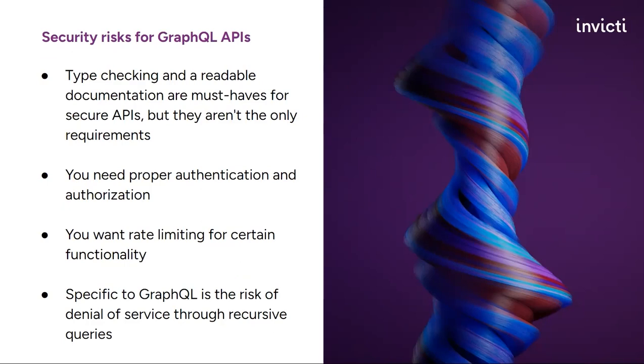Now, what would a secure GraphQL API look like? In fact, the type checking and readable documentation are already there by default, as I've already mentioned. They are kind of forced by the fact that you have to define a GraphQL schema. Another thing that you need to keep in mind, though, because those are not the only requirements for a secure API, is that you need some proper authentication and authorization. And you also want to have some rate limiting for certain functionality.